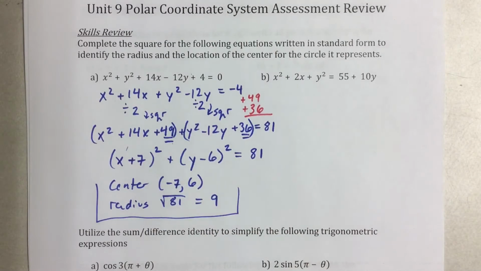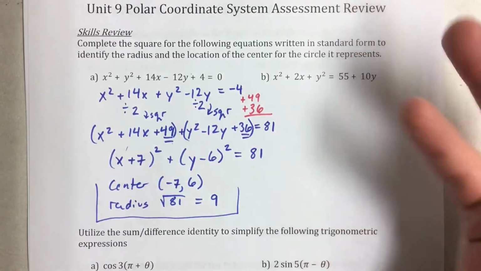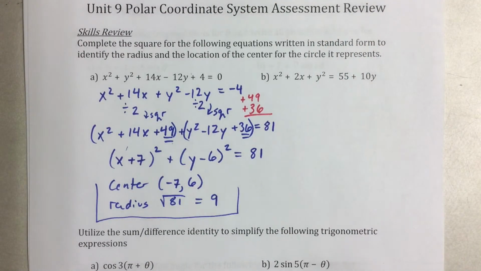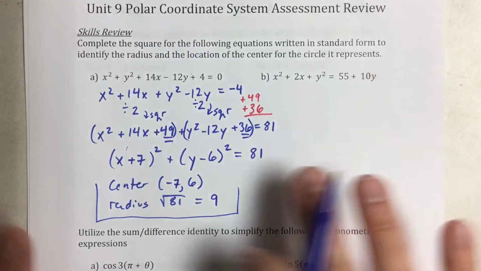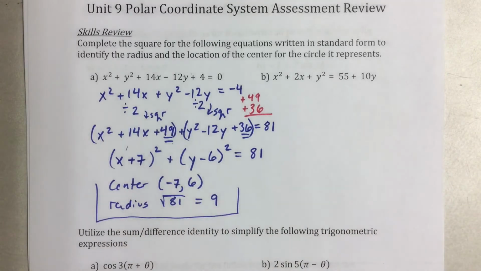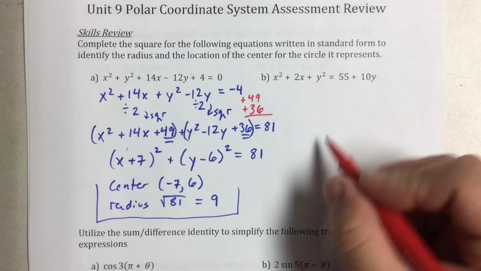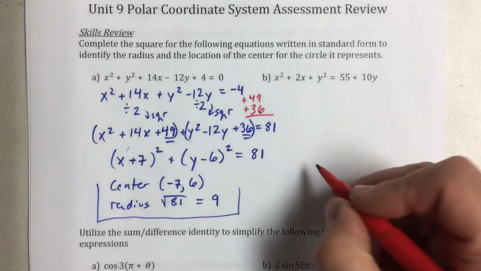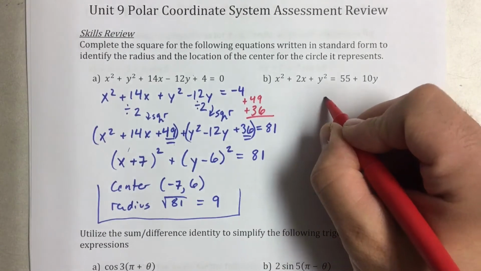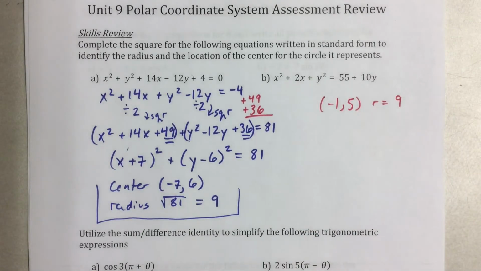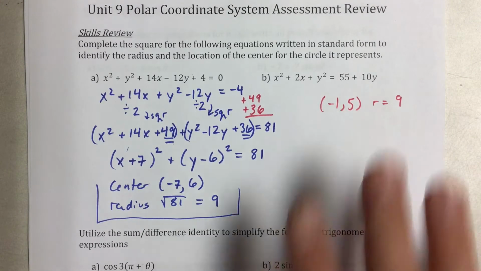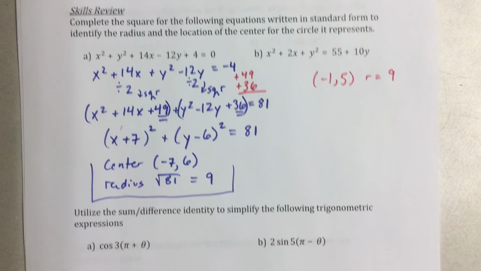Now looking at part B, same thing. The only difference with part B is your constant term, your 55, is already on the right side, but you have to move the 10y to the left. So you're getting your x terms together and your y terms together. I'm not going to spend the time doing this, but you should get, as a result, a center of negative 1, 5, and a radius of 9. So you can check your answer whenever you walk through it, and I'm just trying to save time in this lesson so it's not really long.